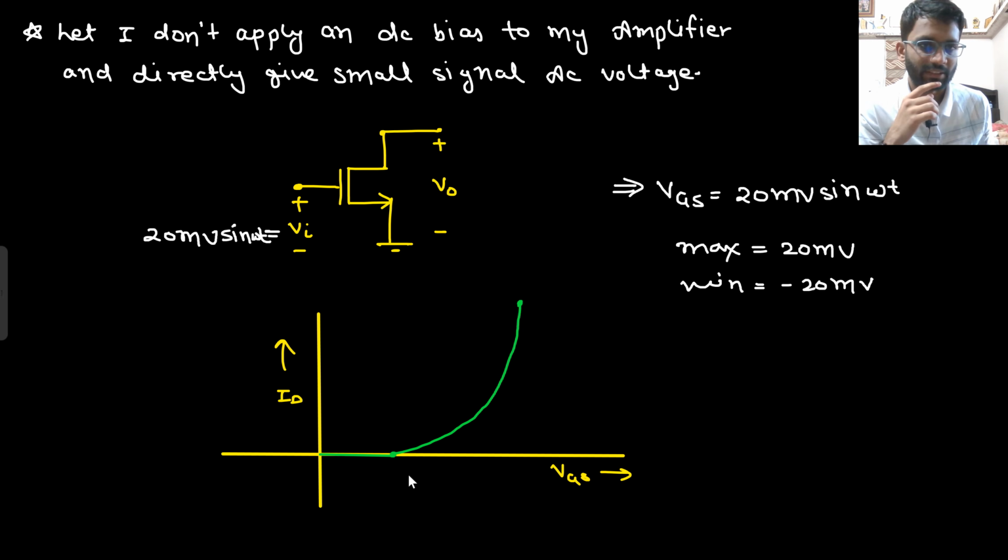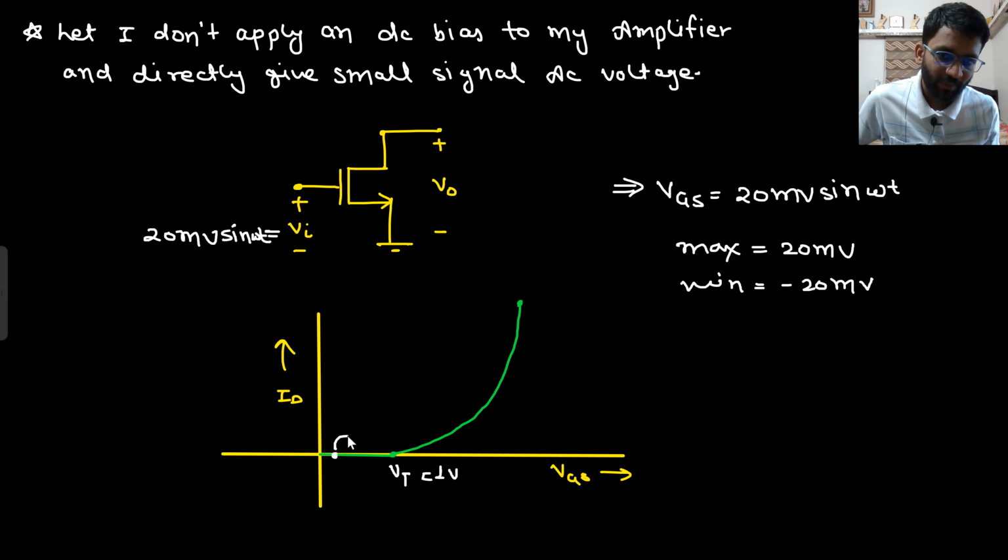Let's plot ID versus VGS. VT will be some 0.5 or 0.7 or 1 volt. Let's assume my VT is 1 volt. VT cannot be so small, 0.02. 20 millivolt cannot be VT. VT will be 1 volt, 0.5 volt, 0.7 volt. At least this much value will be there. Where will this 20 millivolt be? It will be somewhere here, right? Or even nearer, but somewhere here. This 20 millivolt will be in this range.